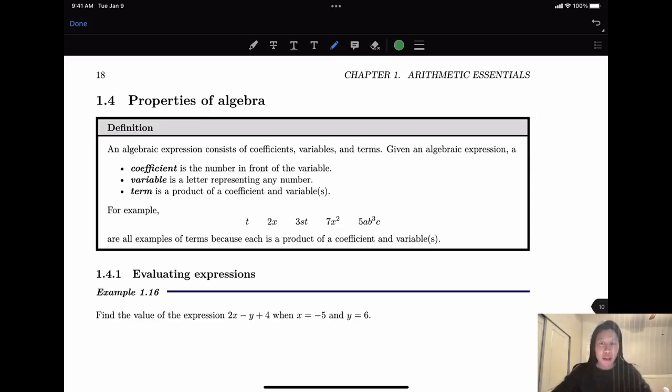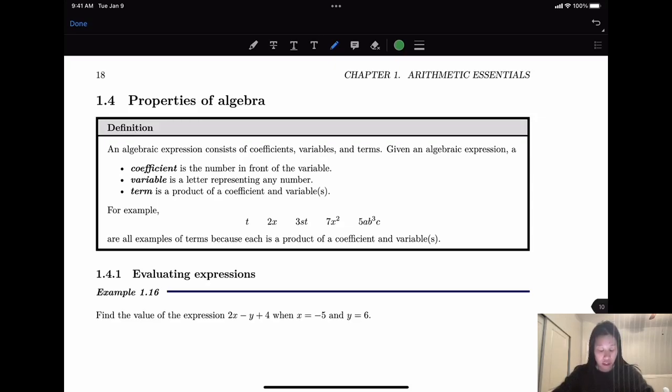Today we are going to talk about chapter 1.4, properties of algebra. So the definition is, let's talk about some definitions. What's the name of each term? So we have a coefficient, variable, and terms.